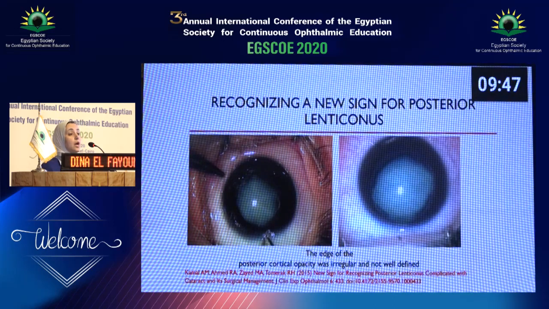So there was a new sign described that was published in the Journal of Clinical and Experimental Ophthalmology in 2015, in which the authors said that they recognized a new sign for posterior lenticonus, in which the posterior cortical opacity appeared to be irregular in all the cases. And by this sign, they said that they suspected that the patient had a posterior lenticonus.